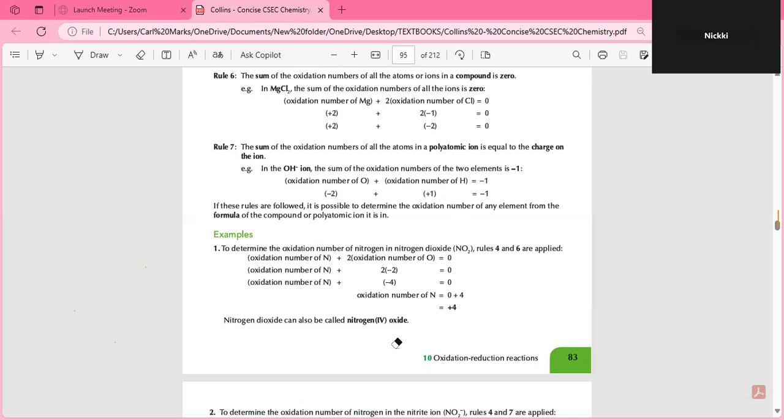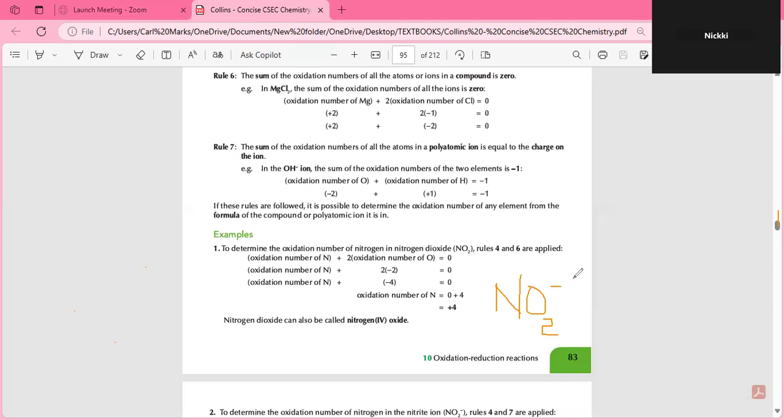All right, so they give us an example here. Let's look at NO2. All right, so let's look at oxygen. What would be the oxidation number for oxygen, Nikki, looking at this compound here?